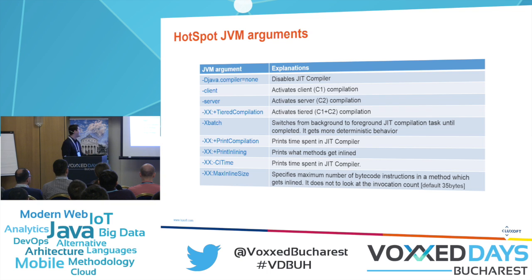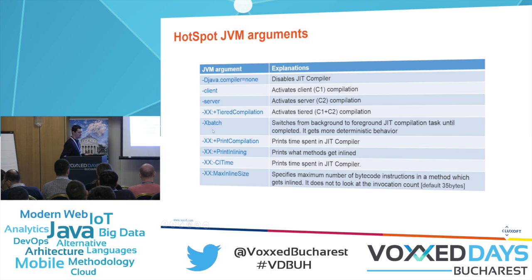Here we have some JVM arguments. For example, if we specifically want to disable the just-in-time compiler, we have java.compiler equal none. If we specifically want to run only the client or server compiler, we have these two. This one is the default: compilation starts in the interpreter, goes through client and reaches server.